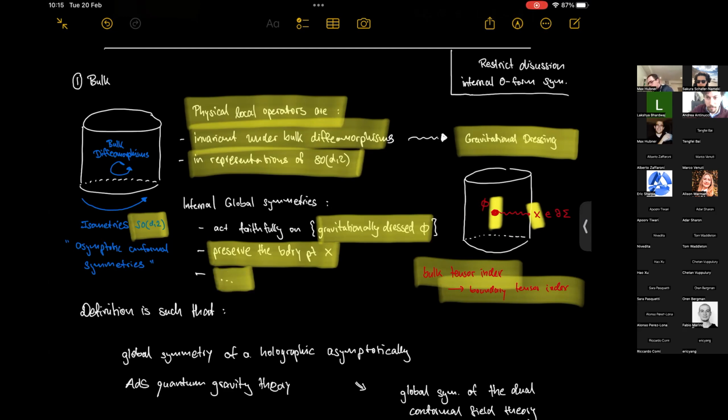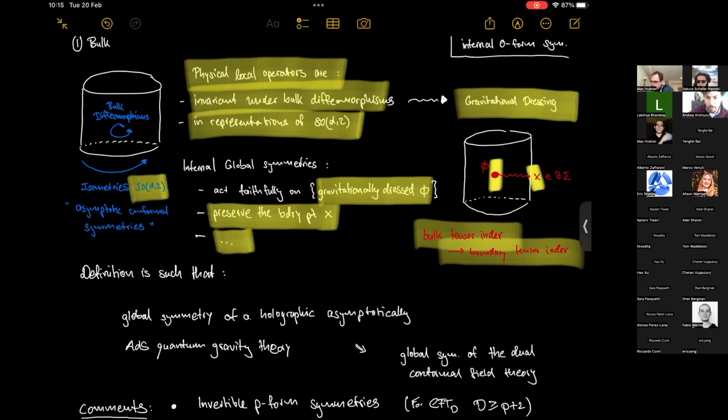It needs to commute with the boundary stress energy tensor. It needs to admit a representation in terms of unitary operators in the CFT. It needs to act locally with respect to the operators, which means that if I'm sending phi to phi prime, both of these need to be dressed by the same gravitational Wilson line. And then there are additional requirements that they're imposing. This is a long list, which is very intricate. But the gist of it is that the definition is made such that the following statement holds: a global symmetry, in their sense, of a holographic asymptotically AdS quantum gravity theory gives you a global symmetry of the conformal theory.